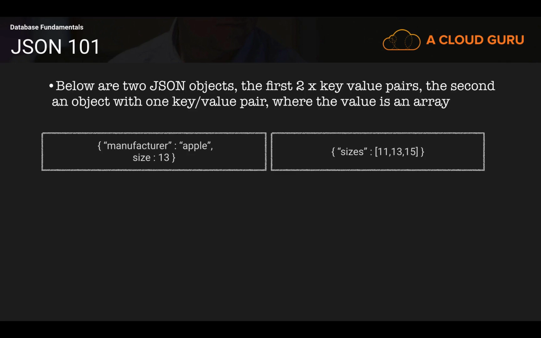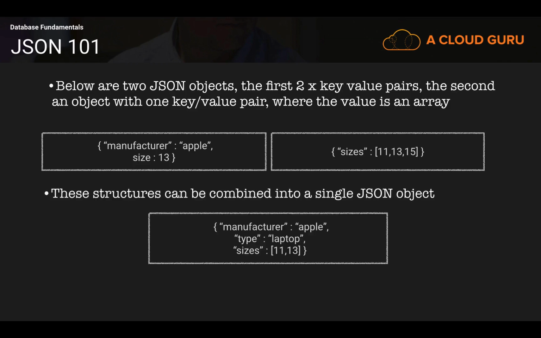The name is sizes, and the value is a list or an array with 3 elements, 11, 13, and 15. Now with JSON, we can combine these structures into a single JSON object or a single JSON schema. And this is how this would look. So we have a single JSON schema or structure denoted by the single set of curly braces. And within this, we have 3 name value pairs.